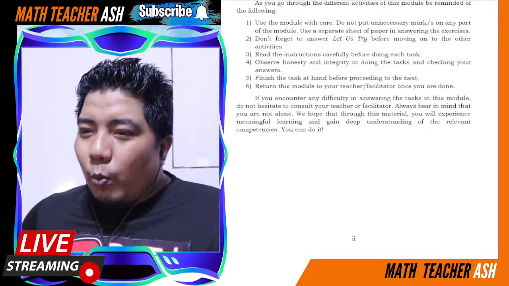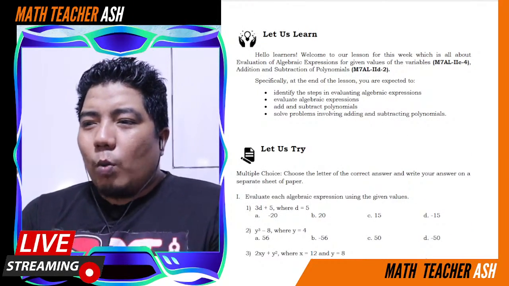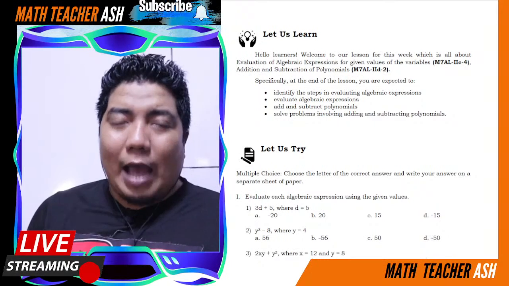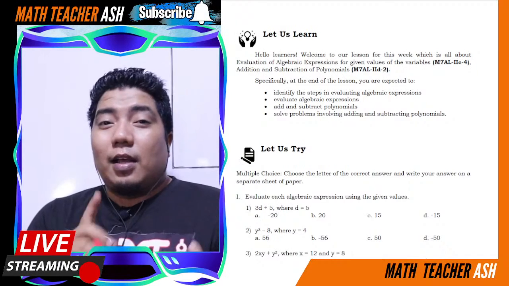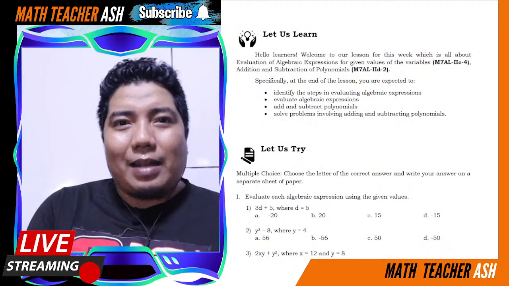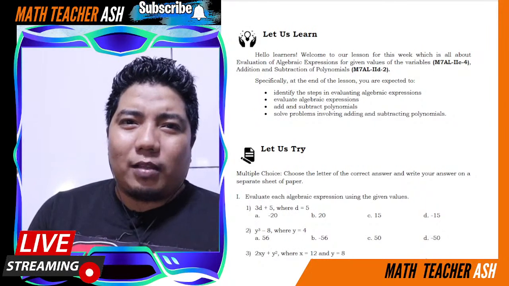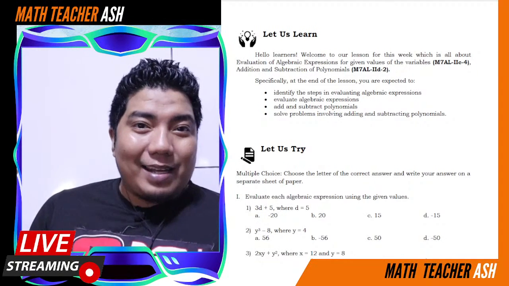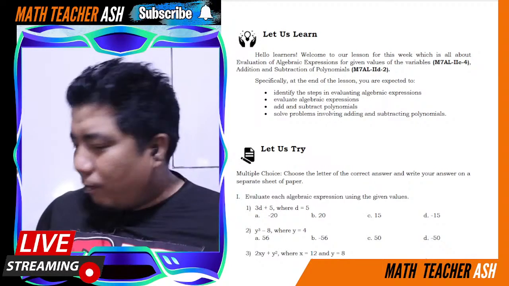Next is we have the fifth page, and what is this all about? Now, in this fifth page, we will be knowing what are the objectives of the module. Ano nga ba yung matututunan natin sa module na ito? So, number one, my dear math learners, is we will identify the steps. Ano ba ang mga steps na dapat sundin sa pagsusolve, pag-add, pagma-minus, pagta-times, multiply? Dito nyo malalaman. Okay. Next is how to evaluate. When we say evaluation, ano bang gagawin? Okay. Third is how to add and subtract polynomials. And fourth is to solve problems involving addition and subtraction of polynomials.